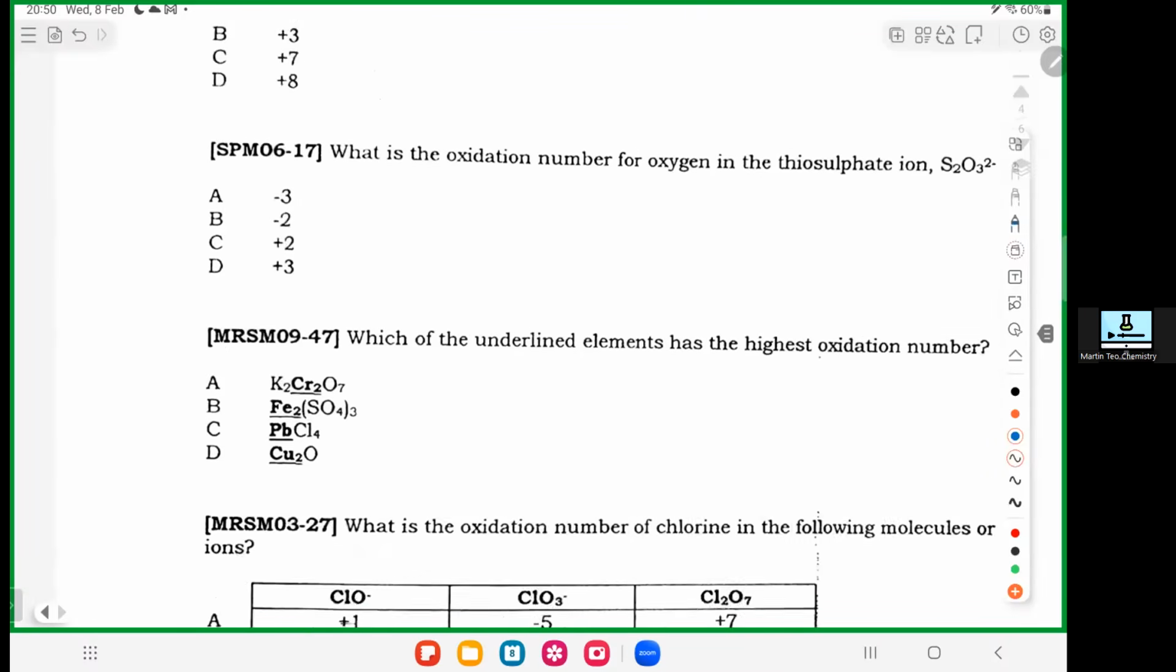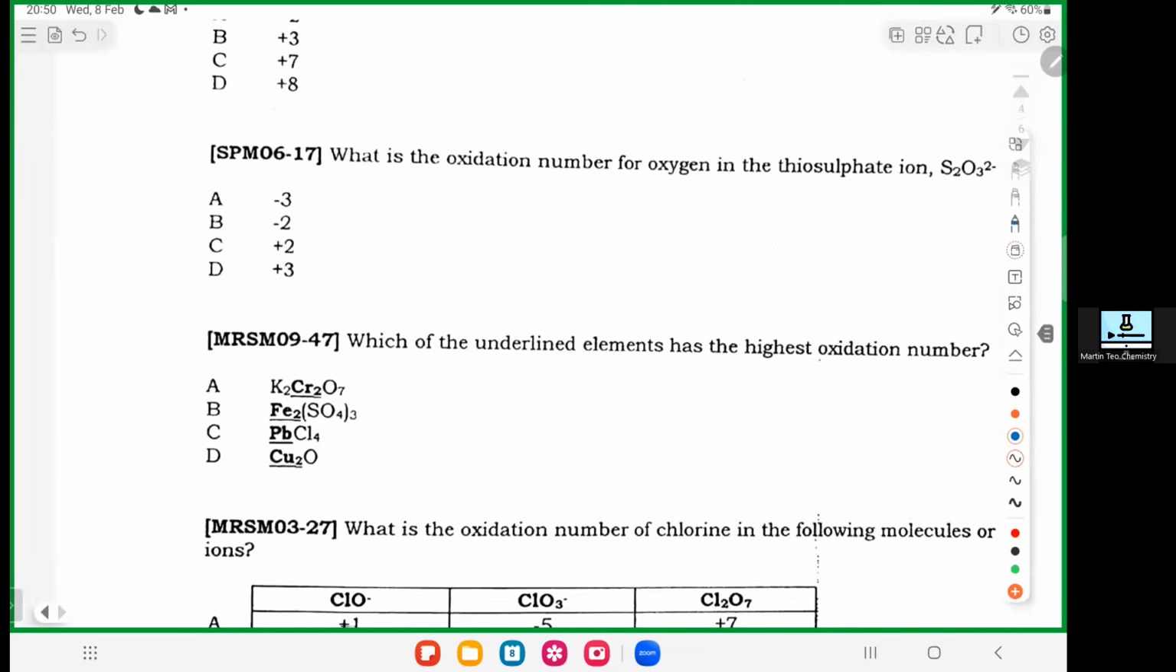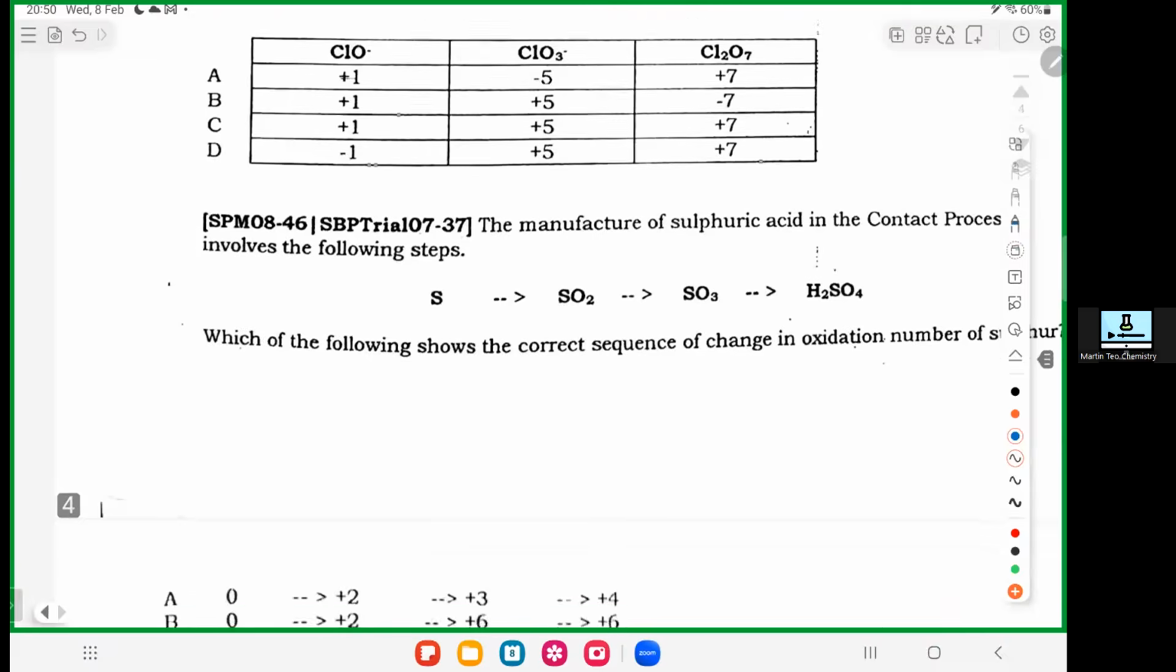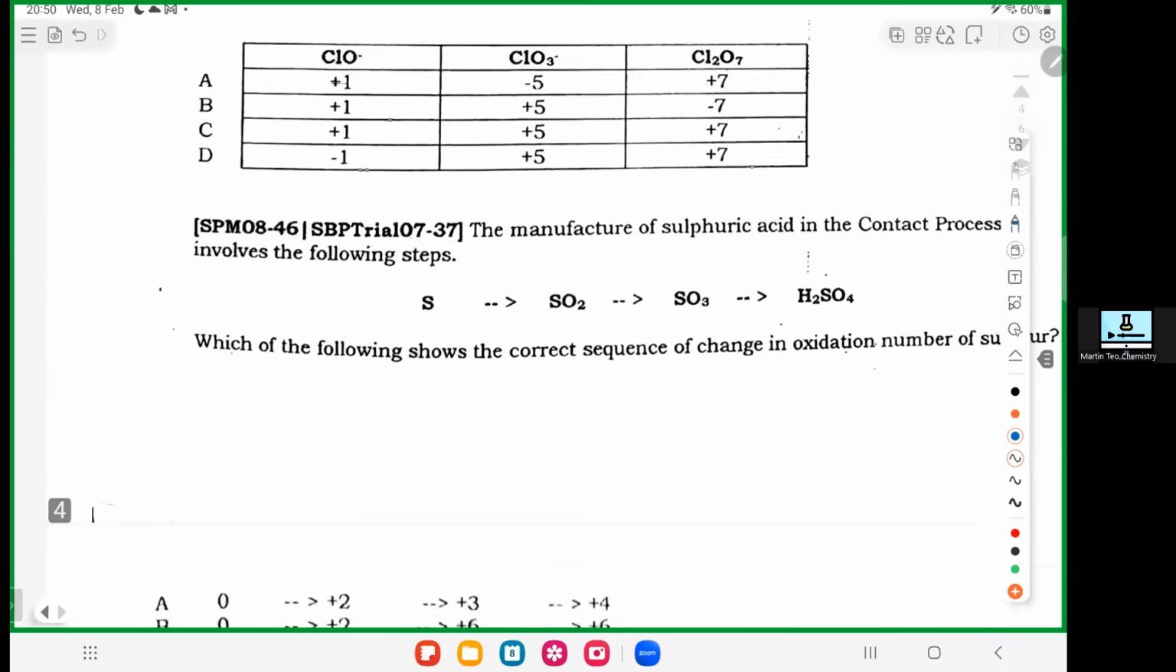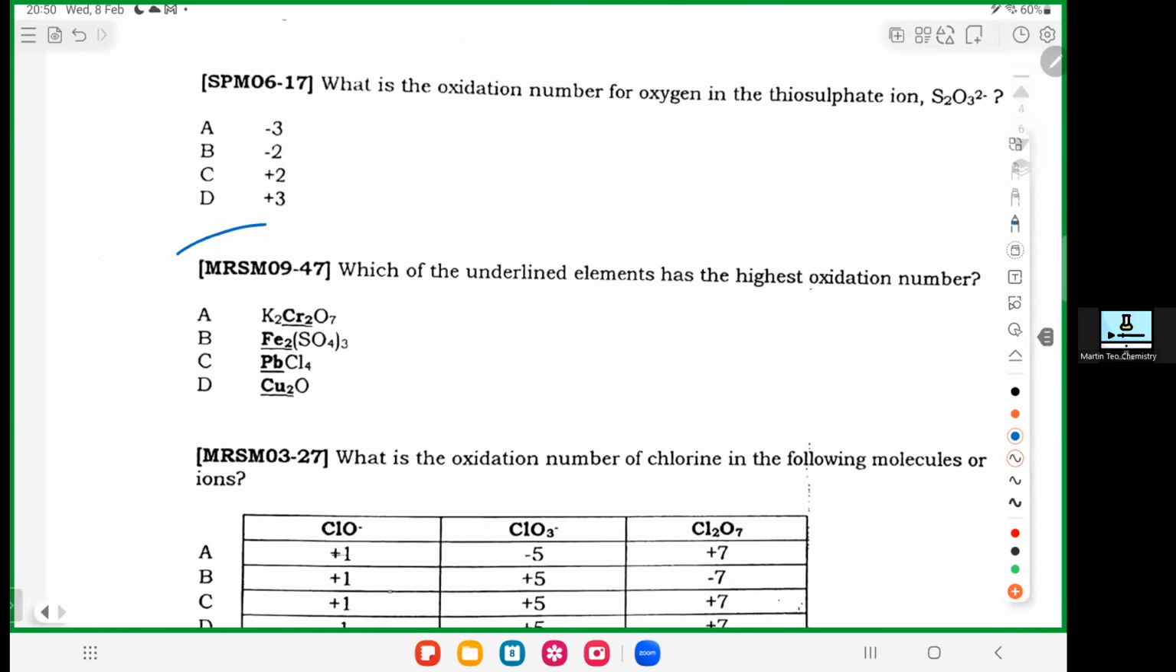I just want to discuss something. Sometimes they can change a little bit the way they ask the question, like this. MRSM 0947: Which of the underlying elements has the highest oxidation number? Basically, it's the same thing. You still need to do your calculation, you just want to find the highest oxidation number. This question is not hard, but a bit tricky. Let me show you the first one.